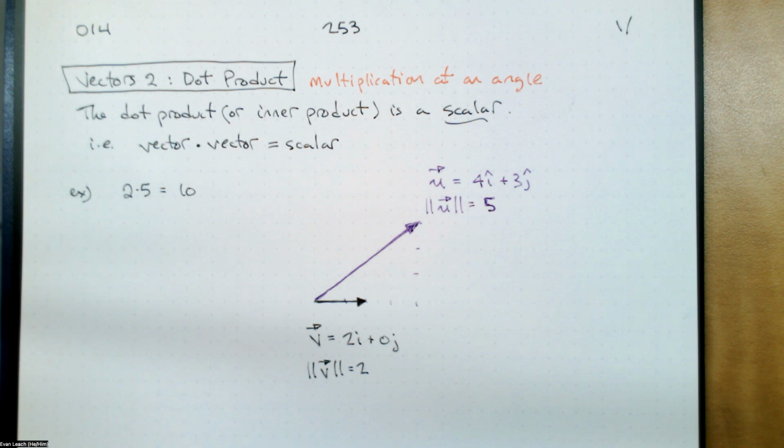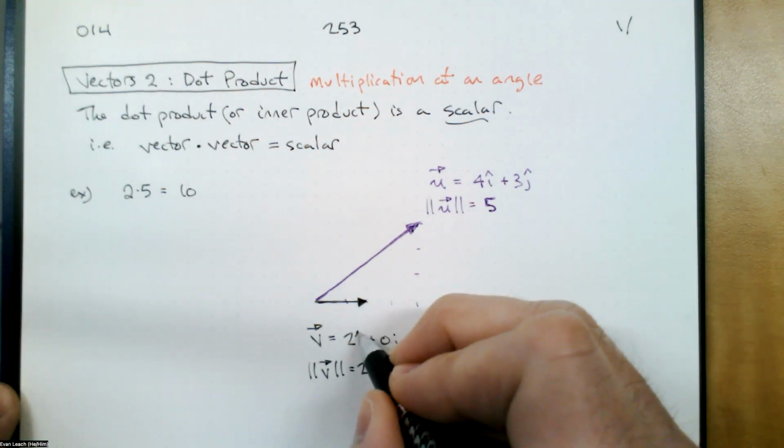I just take the square root of the sum of the squares of the lengths. Yes. I guess my i and j should have little hats.